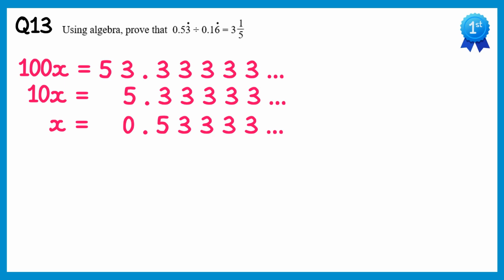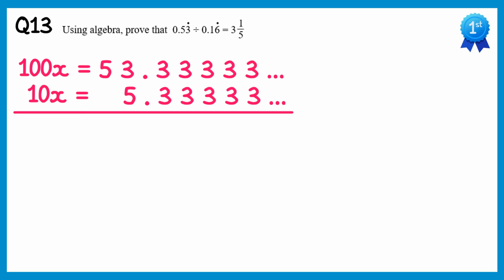Now if you look at the one for 100x and 10x, you can see that every single digit after this decimal point lines up perfectly, they're all 3s. So if we remove the one with x and subtract these two, 100x take away 10x is 90x, and 53 take away 5 is 48. Then all of those numbers after the decimal point will cancel, since 3 take away 3 is 0. Now we can find x by dividing both sides by 90, and you get x equals 48 divided by 90. Now you could simplify this, but I'm going to advise leaving it, and you'll see why in a moment.